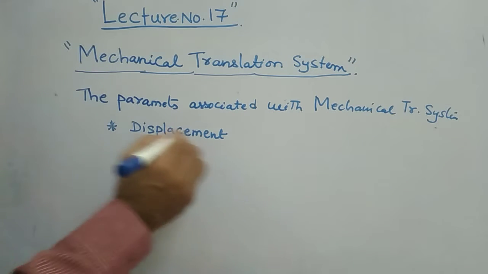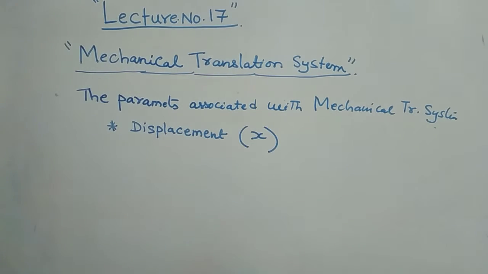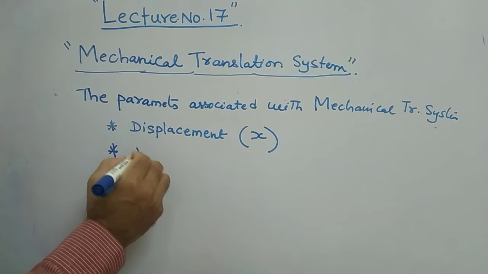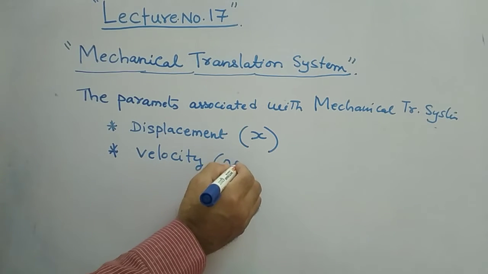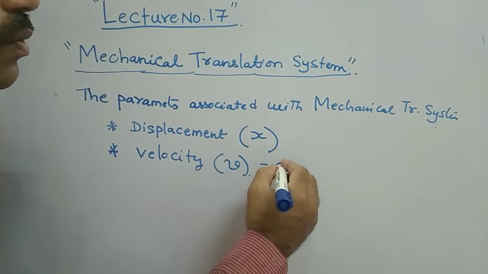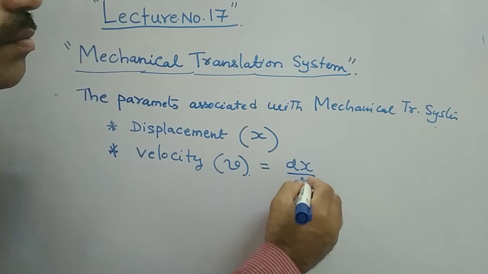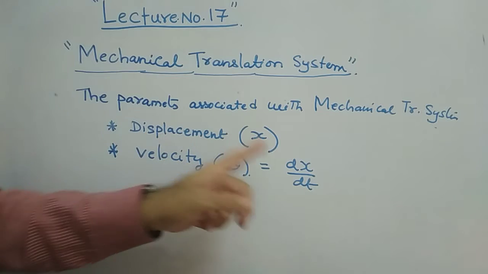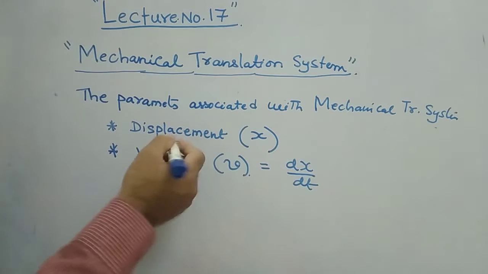So the first parameter is displacement. Normally it is represented by the letter x. The second parameter is velocity, represented by v, and v is equal to dx by dt. That is d by dt of x, the differentiation of displacement, nothing but your velocity.